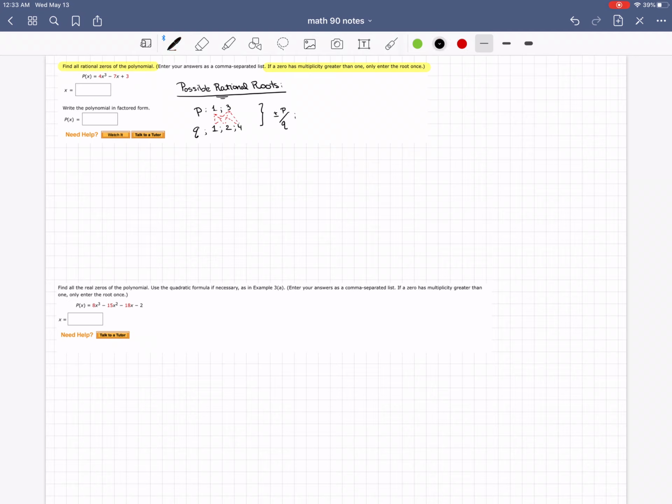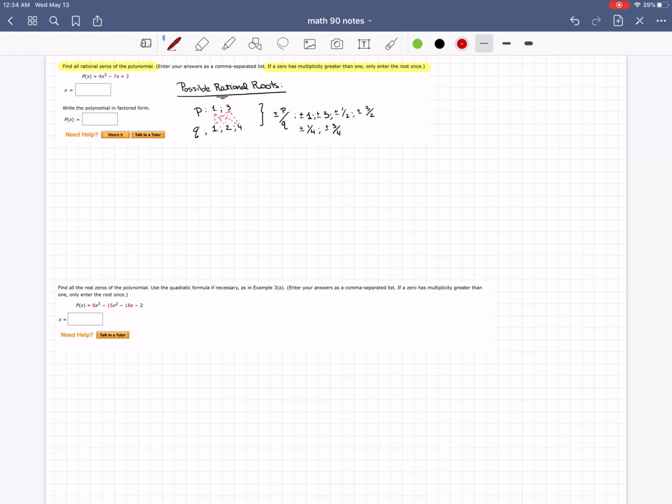So plus or minus p over q, we have plus or minus 1, that's 1 over 1, plus or minus 3, we've done now dividing by 1, then plus or minus 1/2, plus or minus 3/2, and then plus or minus 1/4, and plus or minus 3/4.